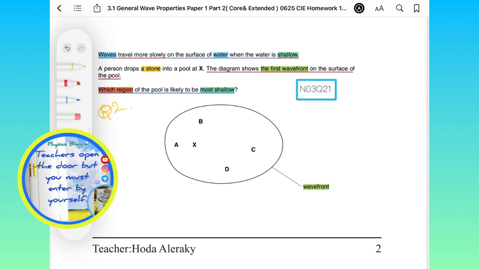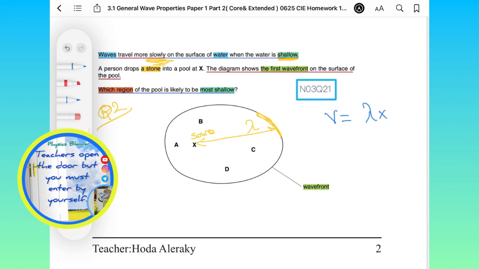So we have here question 2. Waves travel more slowly in shallow water. If a person drops a stone at X, so here we have the source of the wave. The distance between the first wavefront and the source, we consider this distance the wavelength. So here, which region is likely to be most shallow according to the wave equation?